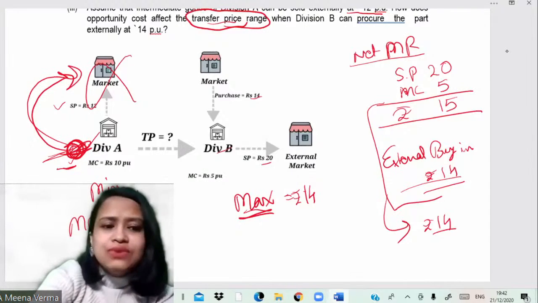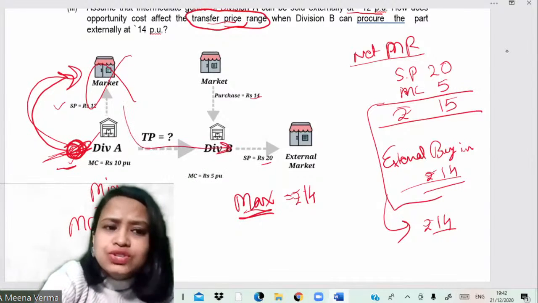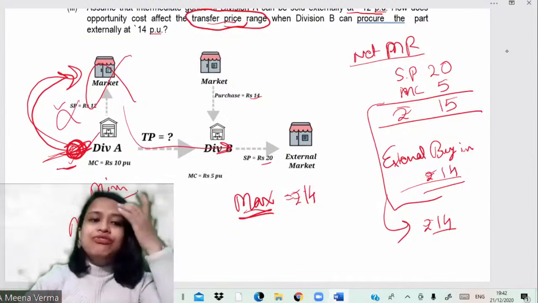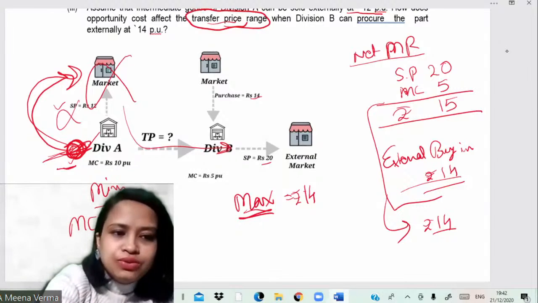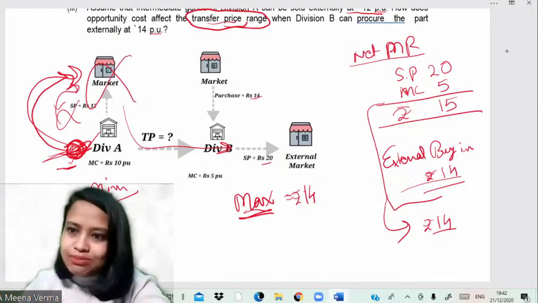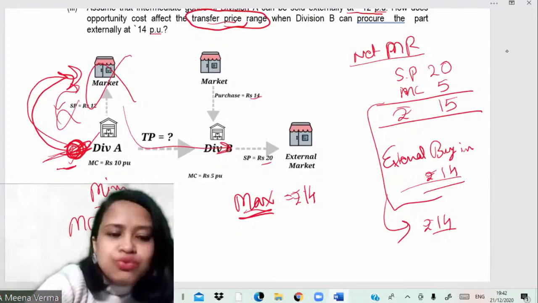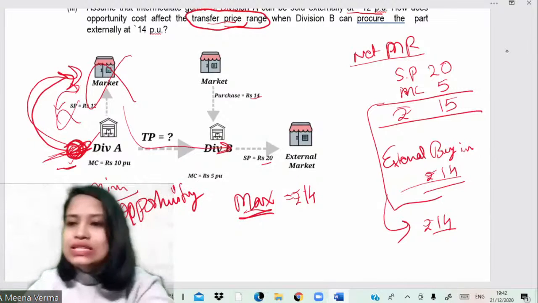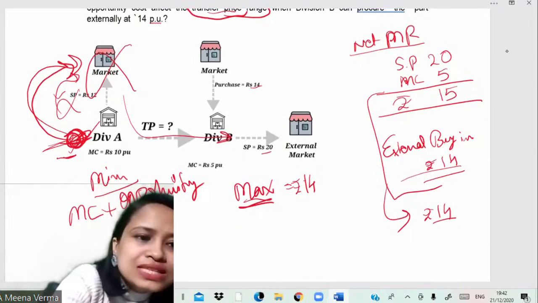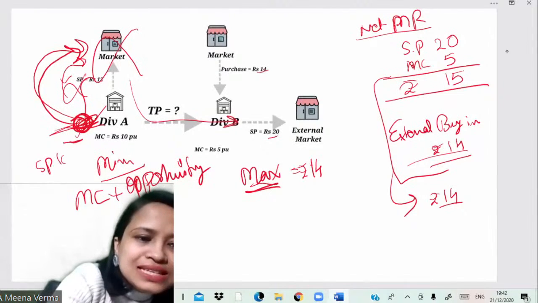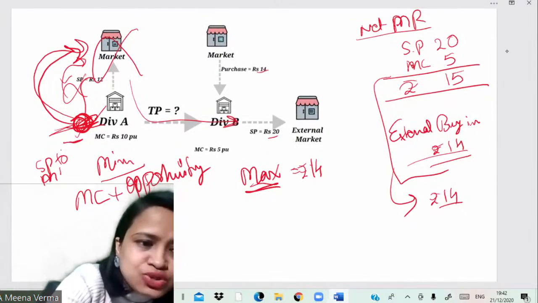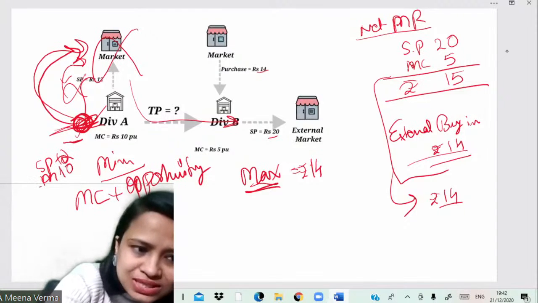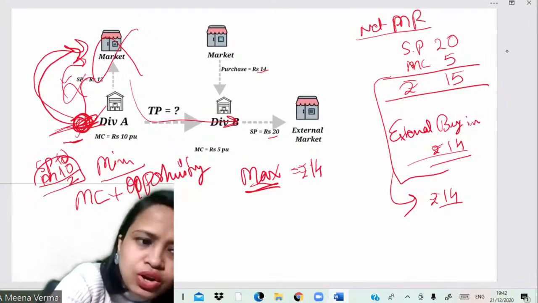So in such a case, if we want to transfer the goods to the other division, we have to sacrifice our contribution from the sale in the external market, which we want to recover. So we want to recover here the opportunity cost. And what is the opportunity cost here? Rupees 2. You can see here the selling price is rupees 12, marginal cost is rupees 10, so contribution is rupees 2. We want to recover it.